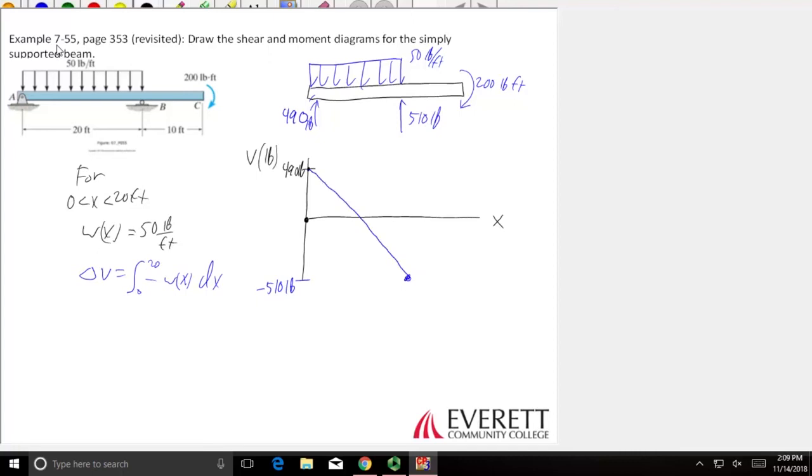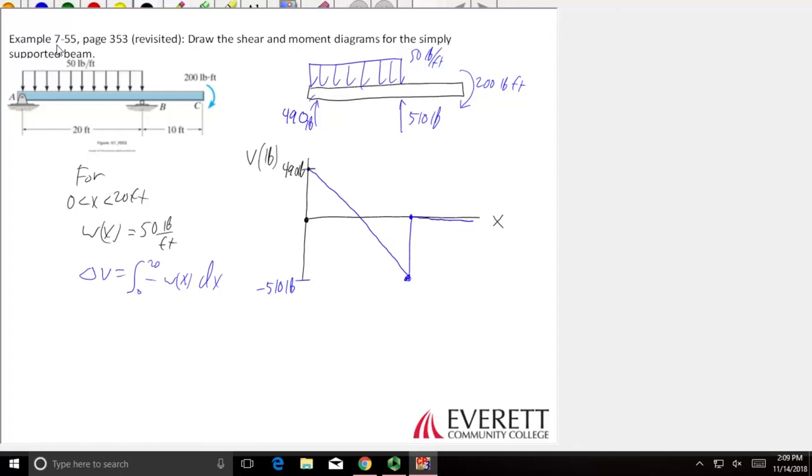Negative 50. Okay, what happens next? I have a second point load, right? What do I do with the point load? I jump up from negative 510 to 0. And then the rest of the way there are no forces.